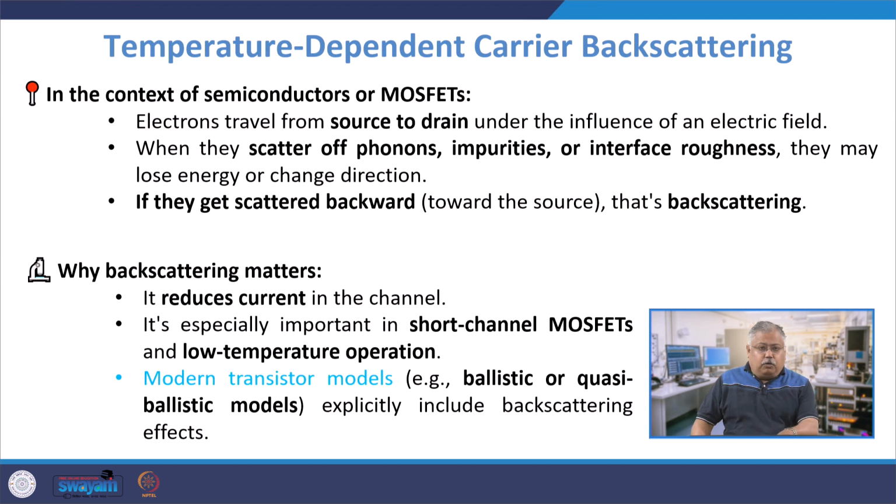If you look at the second point of the first heading, electrons travel from source to drain under the influence of the electric field, let us suppose. Actually, it travels from drain to source because you apply a positive bias at the drain side. Now, when they scatter from phonons, impurities or interface roughness, they tend to lose energy, right? And they change direction, and maybe they will be scattered backwards. So, rather than moving forward, they might even get scattered backwards, and that is what is known as backscattering.